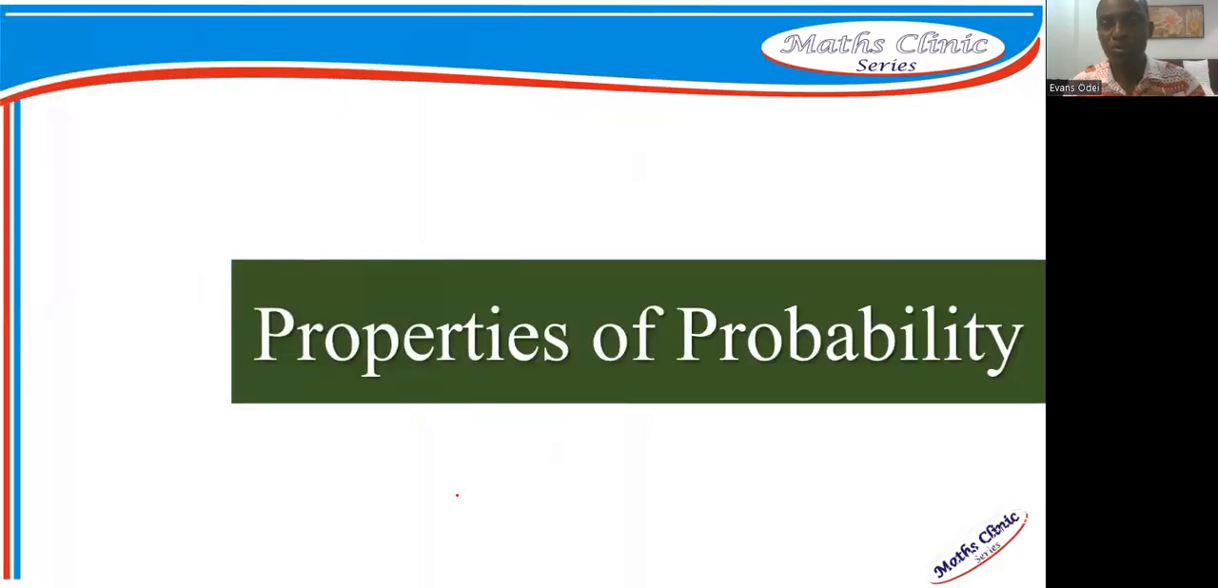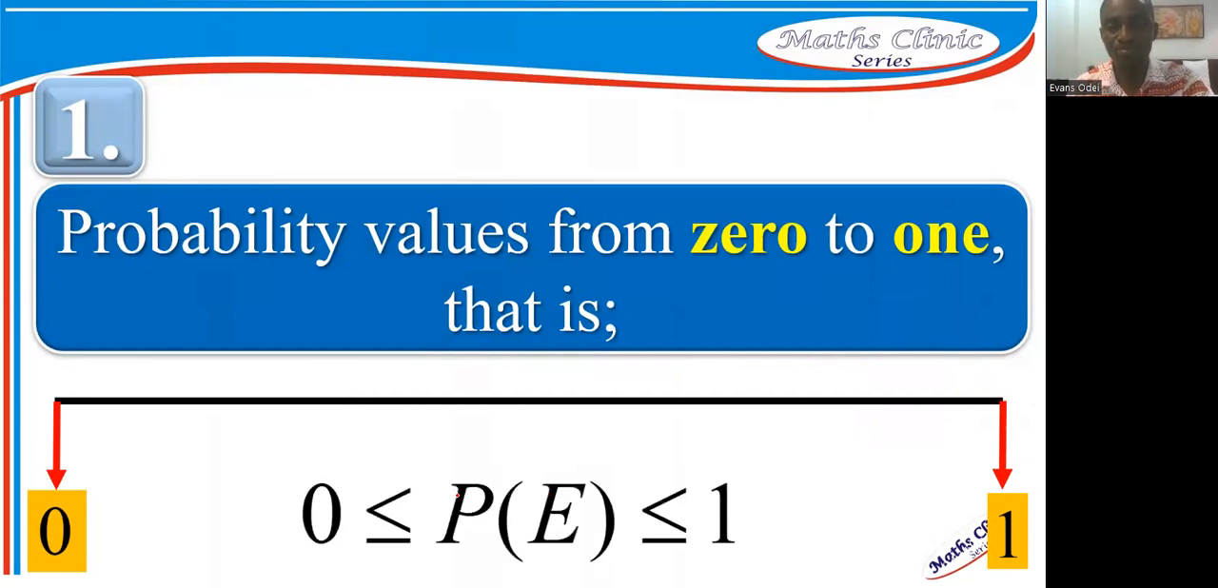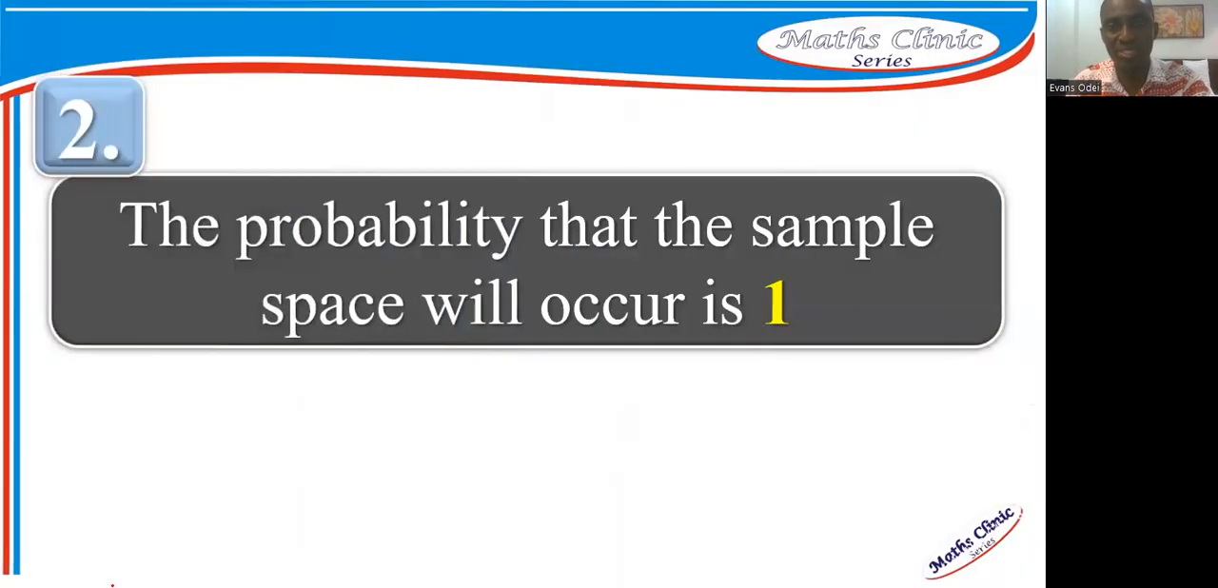Let's look at some basic properties of probability, then we take questions and solve. Probability values range from 0 to 1. I think we said that earlier in our first video. If you've not done that, go back and watch that lesson and then you will understand this concept very well. For that matter, mathematically, we can say the probability of an event lies between 0 and 1. And because I've explained it already, I won't waste time on that.